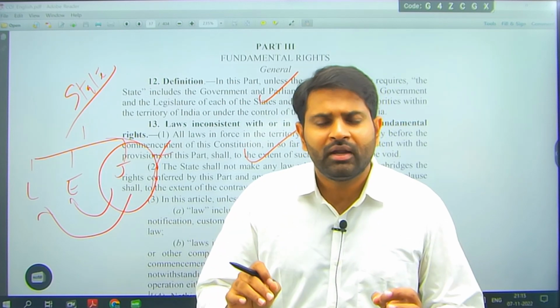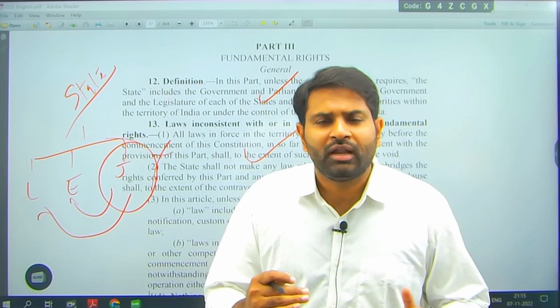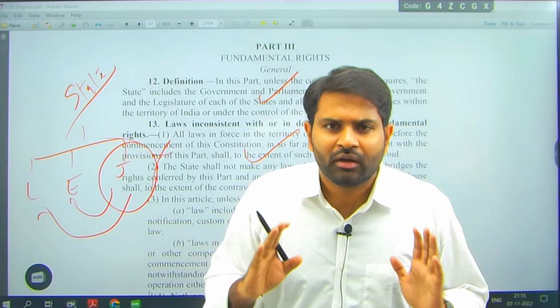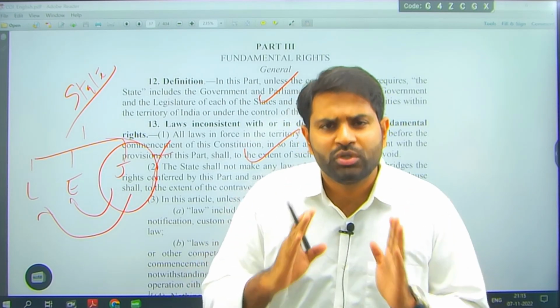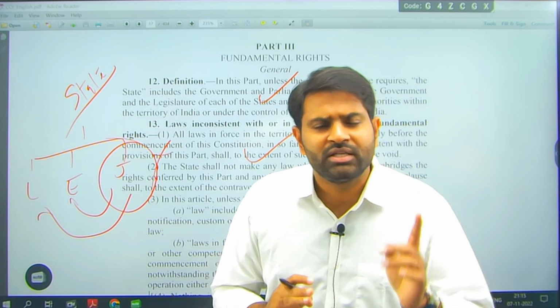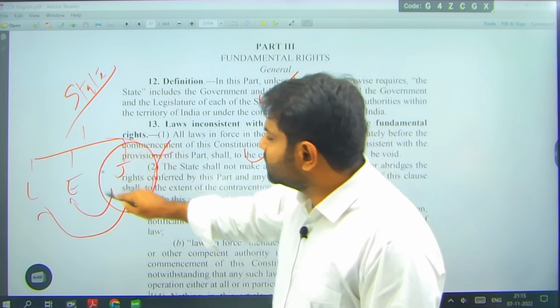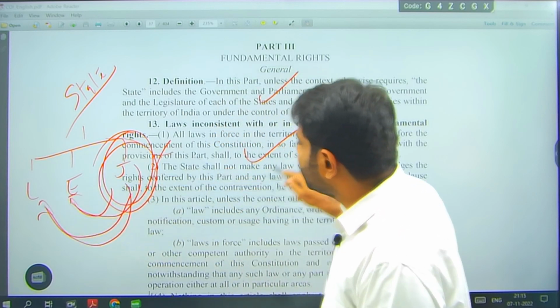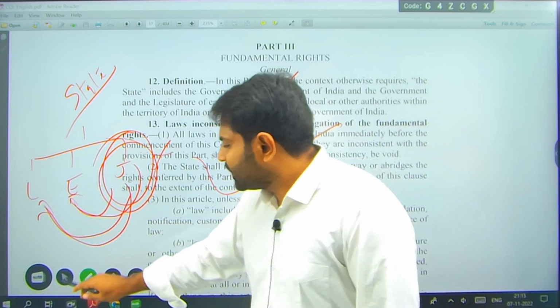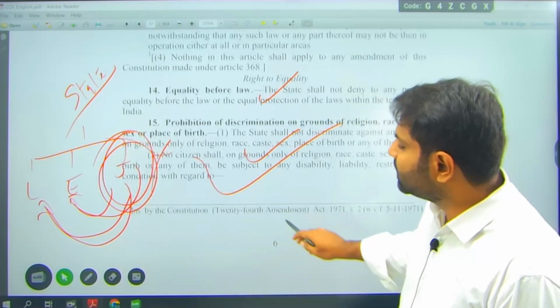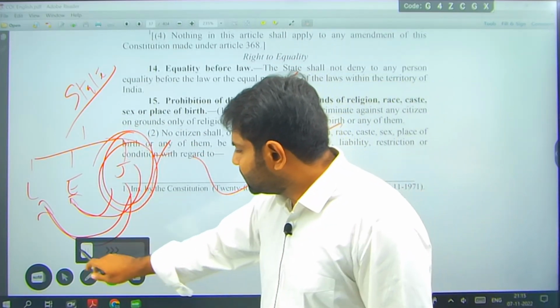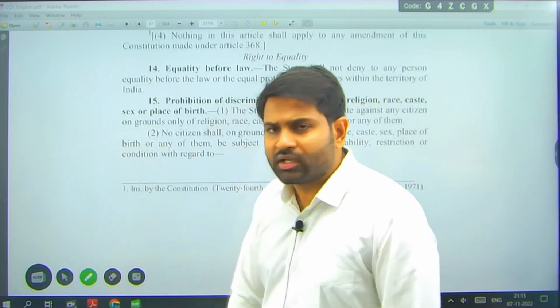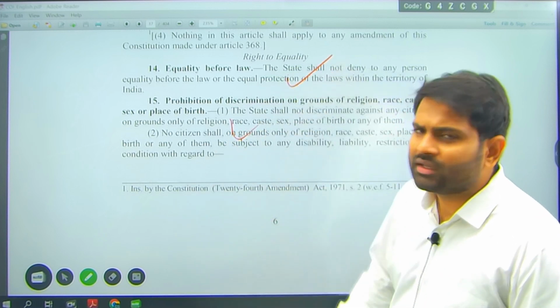I am trying to limit the subject I have and tell important articles only. Article 13 is talking about judicial review. We have three important organs: legislature, executive and judiciary. Judiciary has review power over executive and legislature. That is what we have in Article 13. Article 12 is definition of state. Article 13 is judicial review. Article 14 is right to equality.